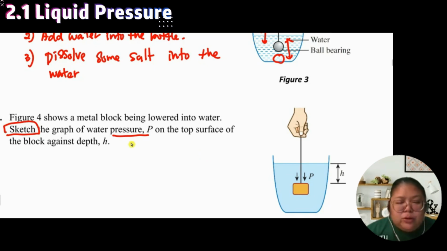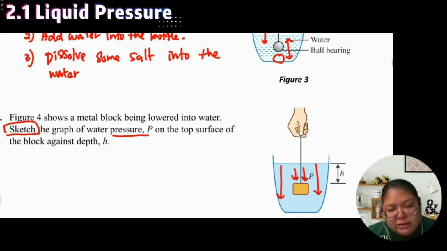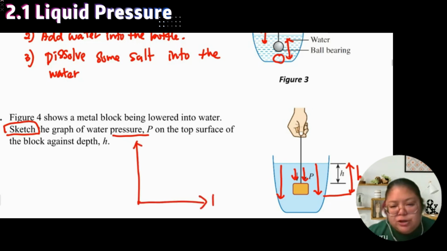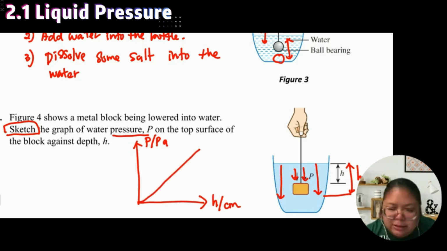Sketch the graph of water pressure on the top surface of the block against the depth H. If my pressure is more, how do I make the pressure more? You go deeper. When you go deeper, the pressure increases. So if the depth increases, the pressure increases. How do you plot the graph? This one is the depth h, in meters or normally cm. This one is P, in Pascal. The relationship is directly proportional. As depth increases, pressure increases. This is the last question for topic 2.1.